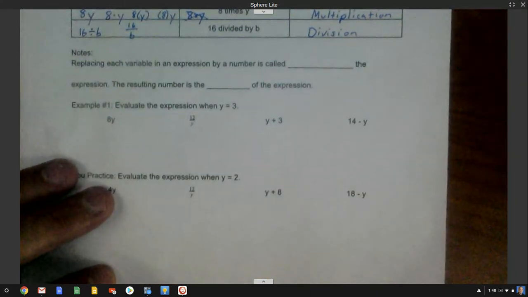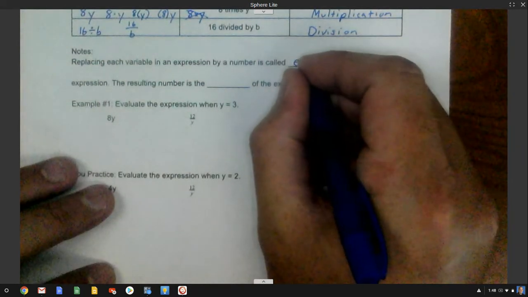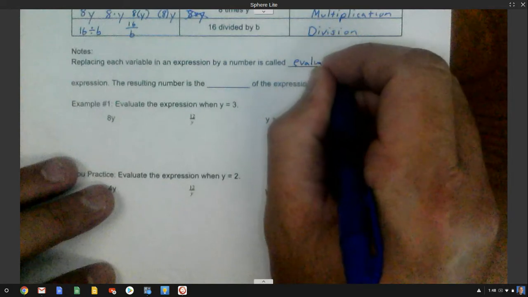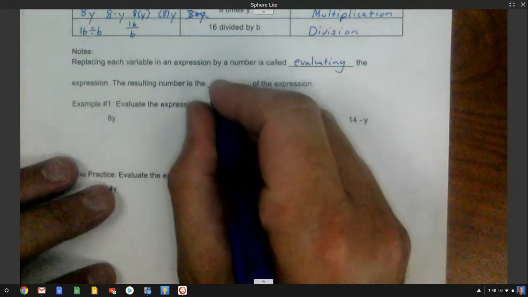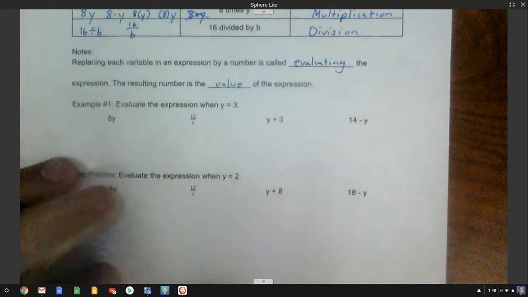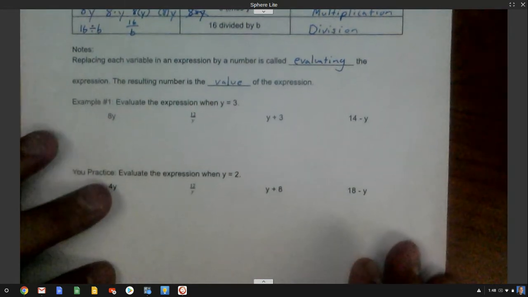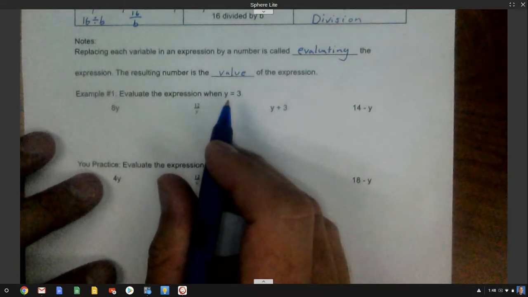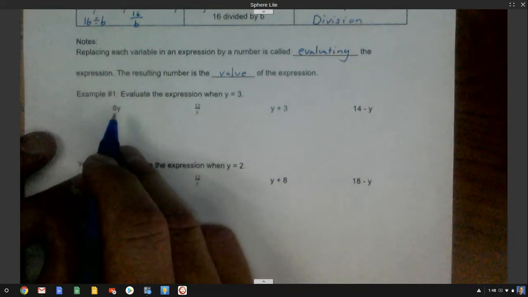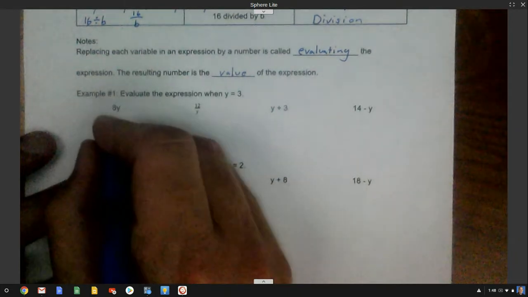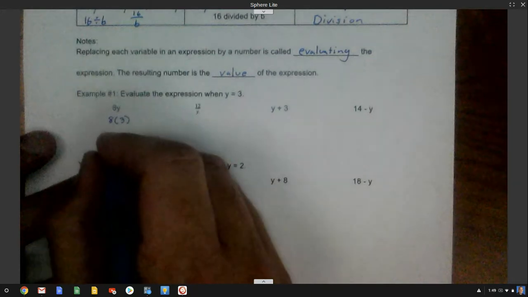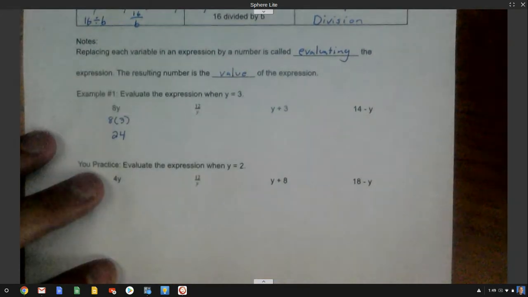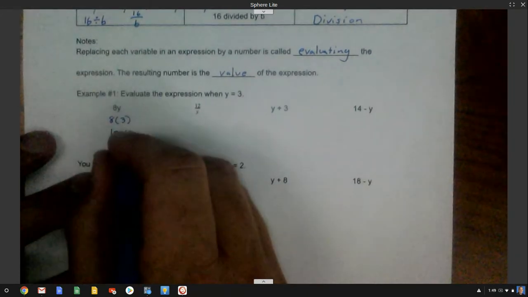All right, on to some more notes. Replacing each variable in an expression by a number is called evaluating the expression. The resulting number is the value of the expression. Evaluate the expression when y equals 3. That means we're going to take y equals 3 and we're going to plug it into our expression. So this will be 8 times 3, and 8 times 3 is 24. Now to show that we have our final answer, we want to box it in.